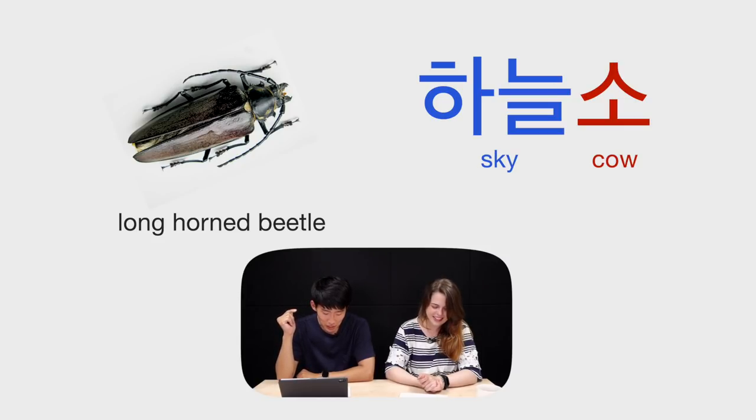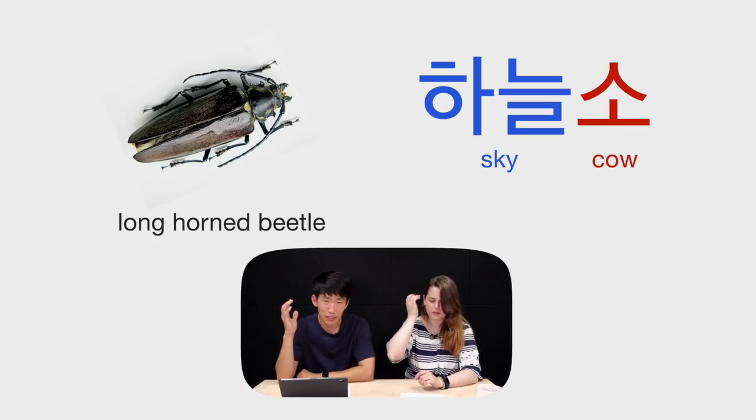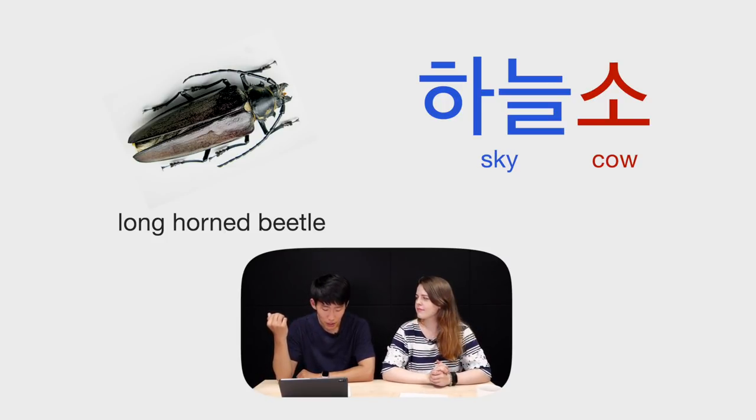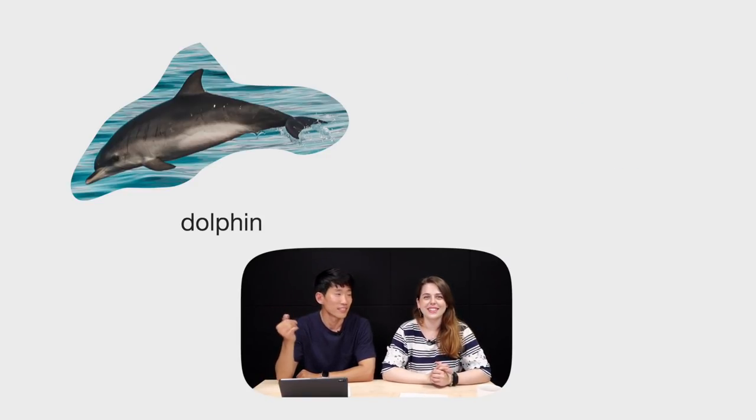And the next one is also something that a lot of people get confused about the word origin. So dolphins. 돌고래.